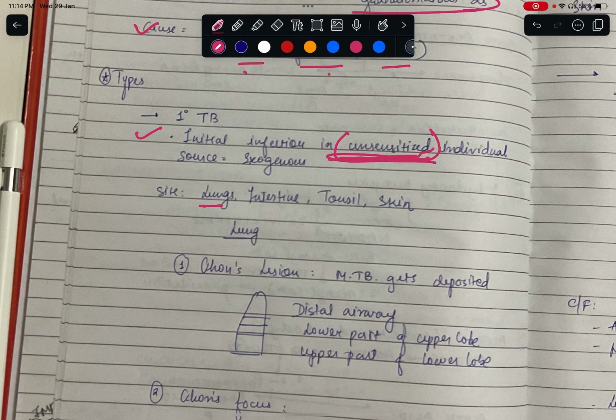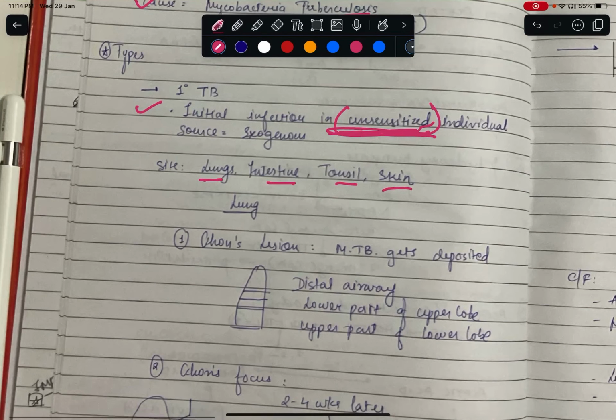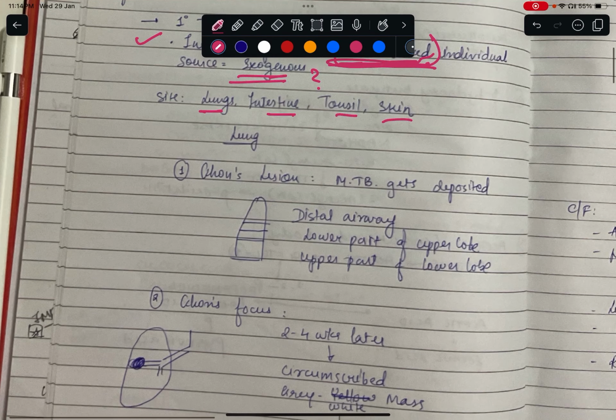So where does primary TB occur? It occurs in lungs, intestine, tonsils, skin, practically everywhere. And the source for this, where does the mycobacteria come from? It's exogenous. That means the mycobacteria which infects the body is not found in the body. It comes from the external environment.